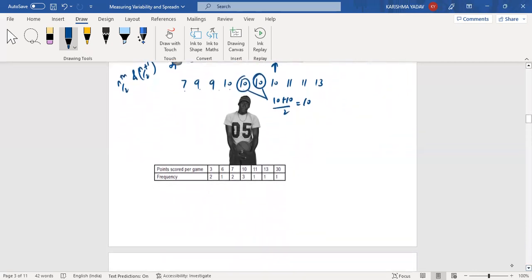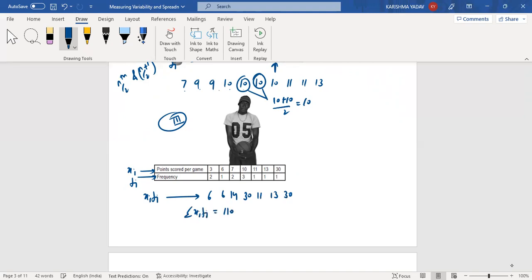This is my third player. Let's see for this one that this is xi, this is fi. Perform this calculation like we have done for the other two. This is 6, 6, 14, 30, 11, 13, 30. And the sum of xi fi is equal to, I think, 110. Let's check the calculation. If I do anything wrong, just cross check it. And the sum of frequencies is 11.